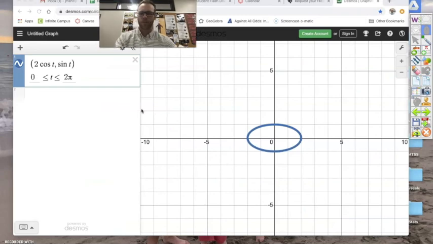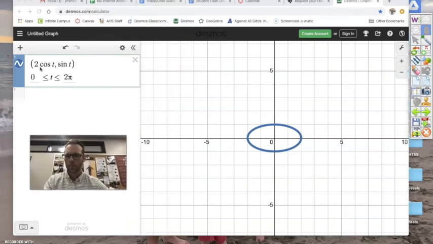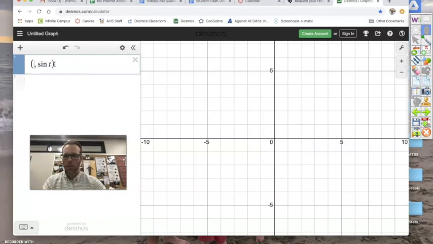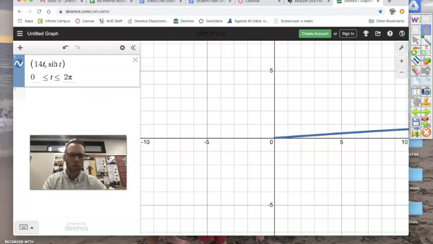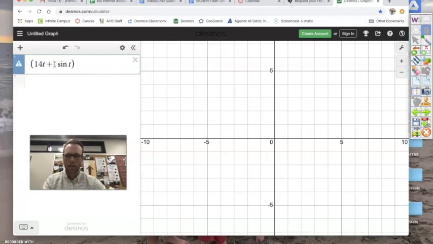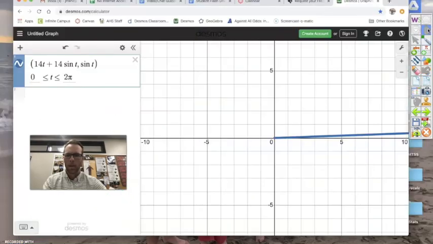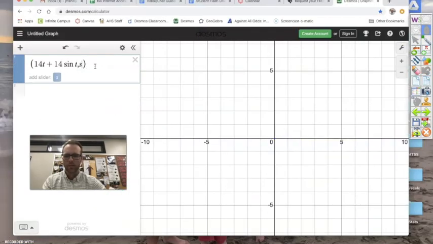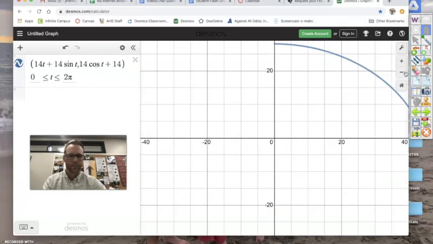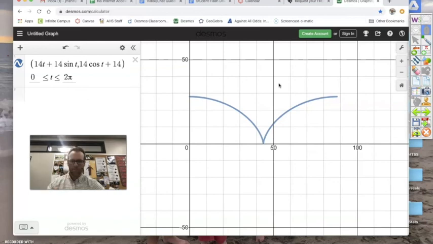Okay, let's graph this. All right, so our x-coordinate was, what was it? 14 theta, I'll use t, 14t plus 14 sine of t. Let me just double check that I got that right. Yep. And the y-coordinate is 14 cosine of t plus 14. Look at that. And that looks exactly like what I did on the board over there, doesn't it?